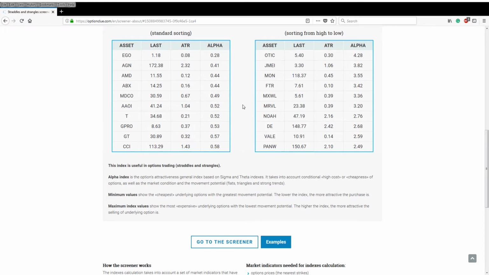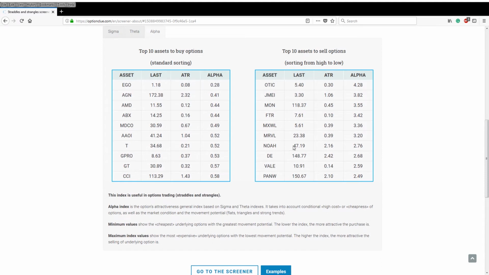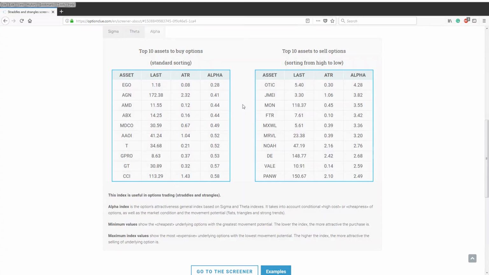The index values of these stocks stand out among the rest of the table we have seen earlier. That is, the options prices and market movement potential, as a rule, will be more attractive. Therefore, the probability of obtaining a positive result when trading options, including straddles and strangles, will be often much higher in comparison with the stocks from the middle of the list.